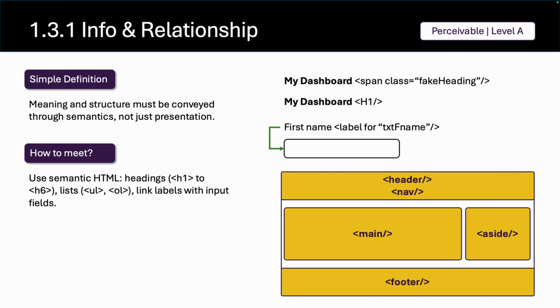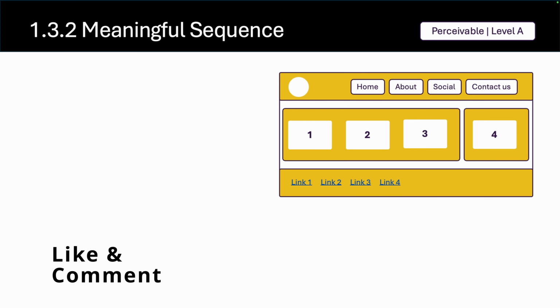So how do you meet it? Use semantic HTML tags first. If there is a visually looking heading, always use H1 through H6. If there are list items on the page, be it unordered or ordered, use the actual list tags. Always link labels with your input fields. Do we have any exceptions? None, because as you can imagine, every element on the page must convey information and its relationship to the other elements on the page.